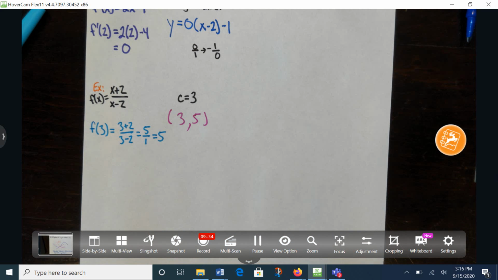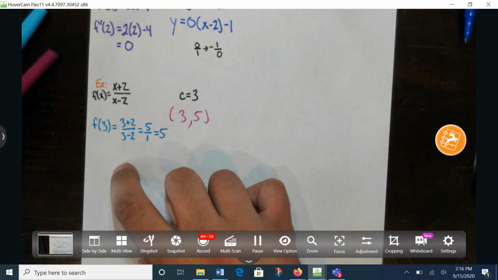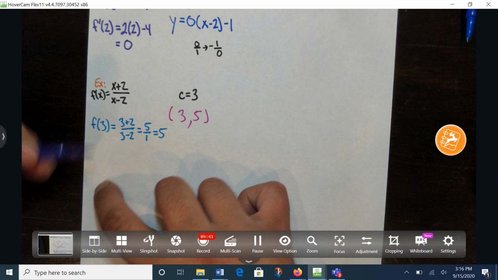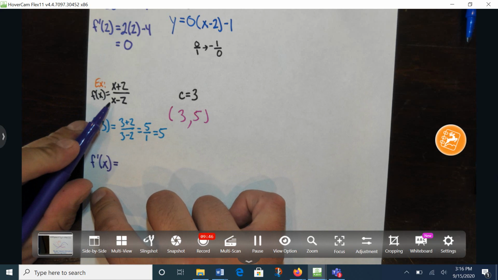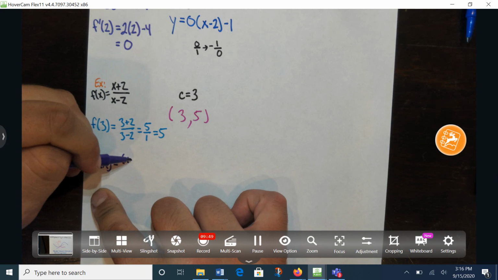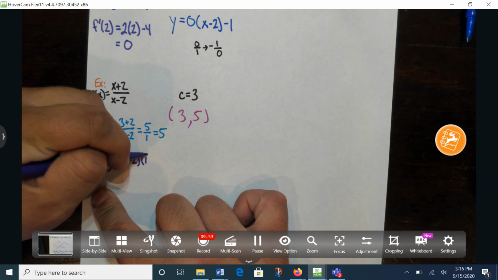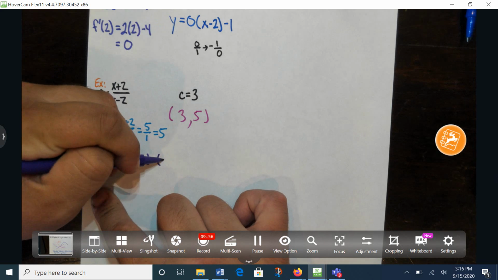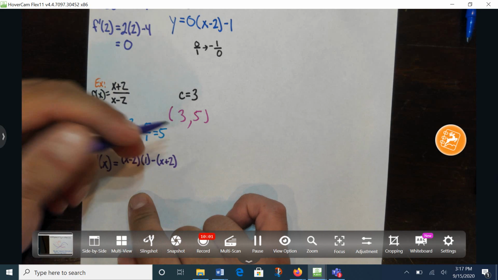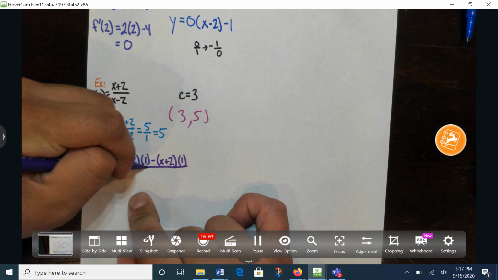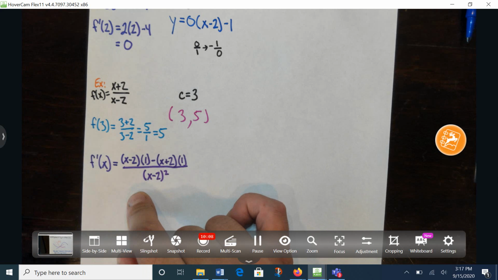Okay, so we have our reference point. Let's find our slope now. So we're going to take the derivative of this function. So we'll find f prime of x is equal to, let's see, the low, x minus 2, times the derivative of the top, so times 1, minus the top times the derivative of the bottom, which is just 1, all over the bottom squared, which is x minus 2 squared.